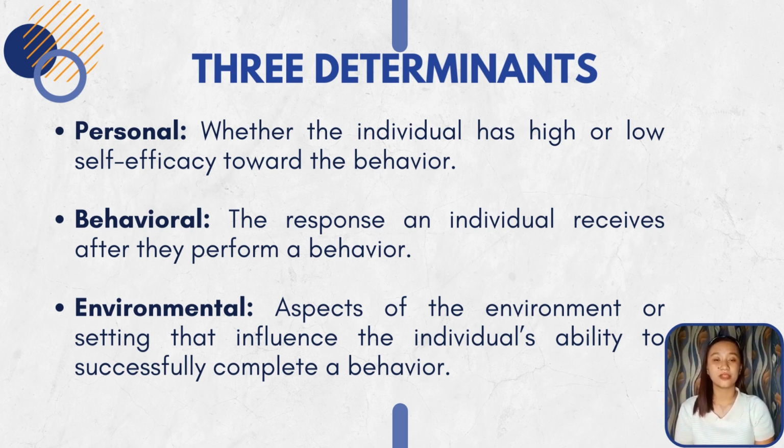And last, we have environmental. It refers to the aspects of the environment or setting that impact an individual's capacity to accomplish an activity successfully. For example, make environmental conditions conducive for improved self-efficacy by providing appropriate support and materials. And that was the overview of social cognitive theory, SCT. Now let's proceed to the theoretical components of social cognitive theory.